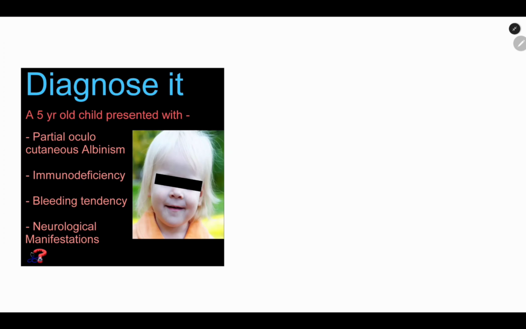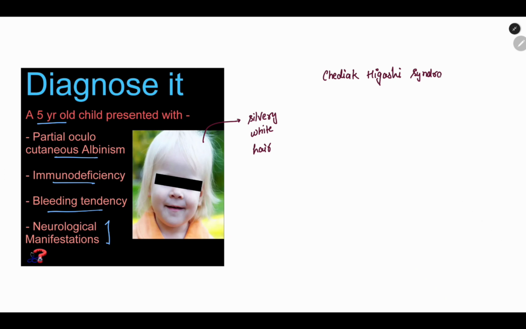So now let's discuss our new case. A 5-year-old child is presented with oculocutaneous albinism, immunodeficiency, bleeding tendency, and neurological manifestations. The albinism can be seen in the image, as the child has silvery white hair, and in some cases grayish hair is also present. So based on these findings, we can say that it is a case of Chediak-Higashi syndrome, also known as CHS.